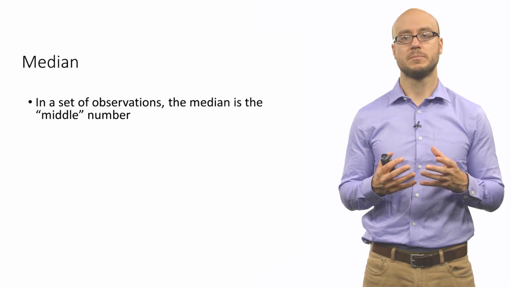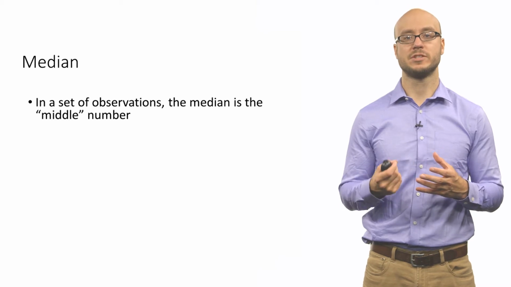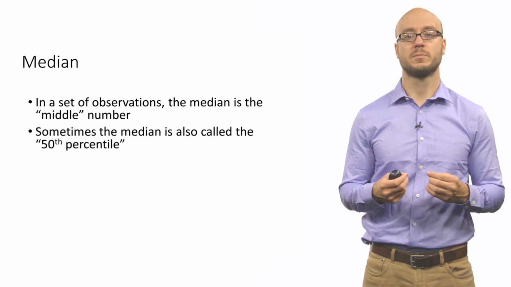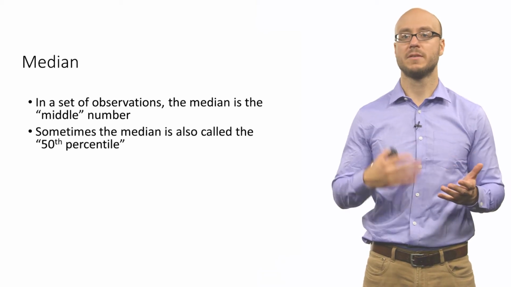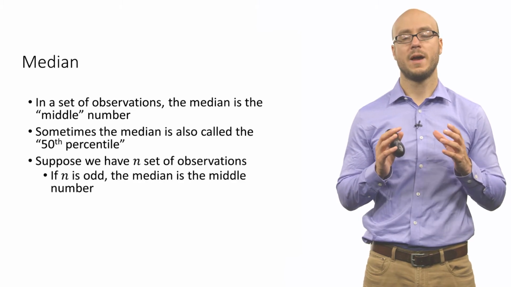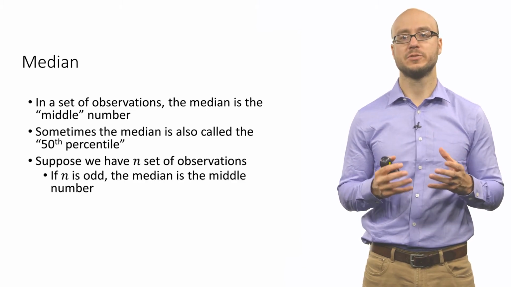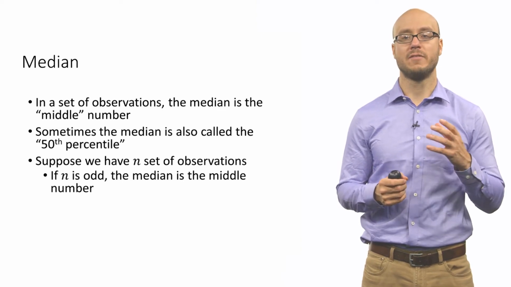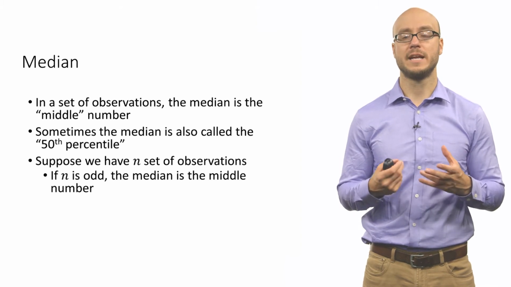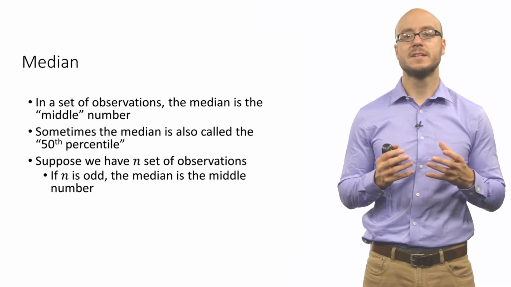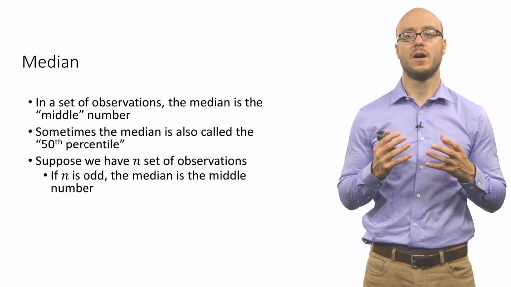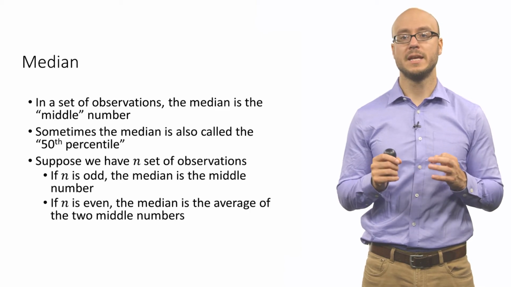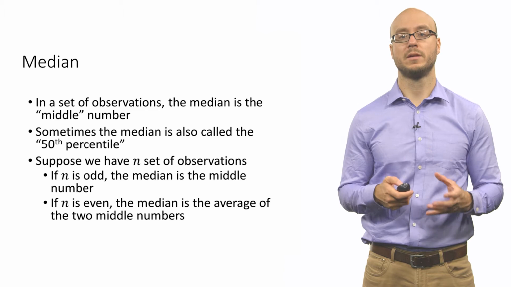The median is simply the middle number in a set of observations or data points. The median, as I mentioned, is also called the 50th percentile. It means exactly the same thing. So median, 50th percentile. If you have a set of n observations or data points, the median is calculated slightly differently if you have an odd number versus an even number of data points. If n is odd, the median is simply the middle number. If n is even, the median is the average of the two middle numbers.